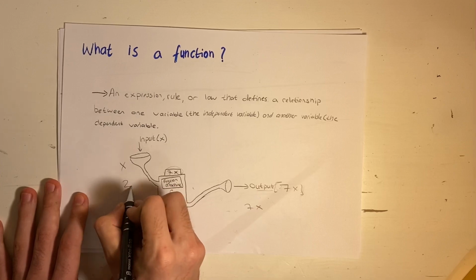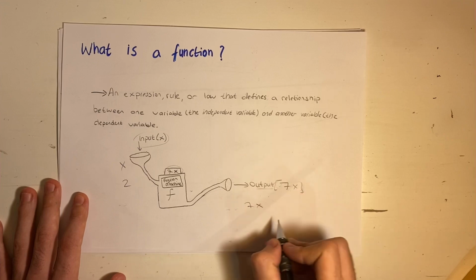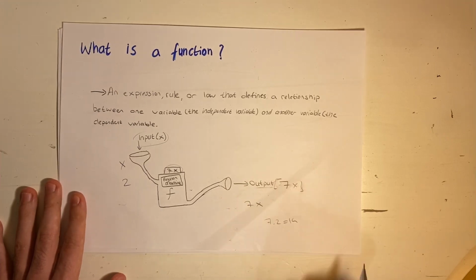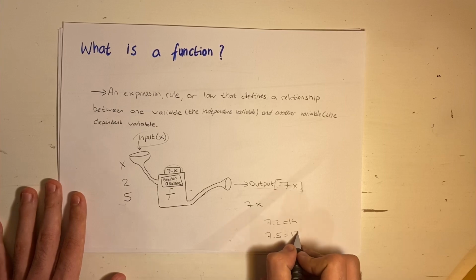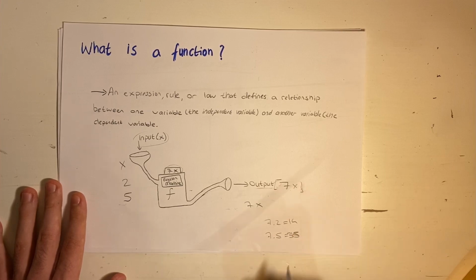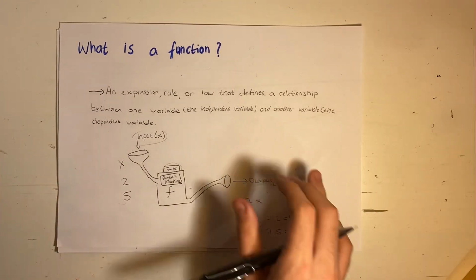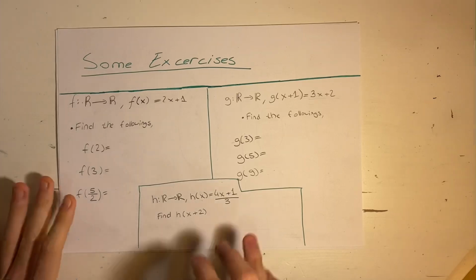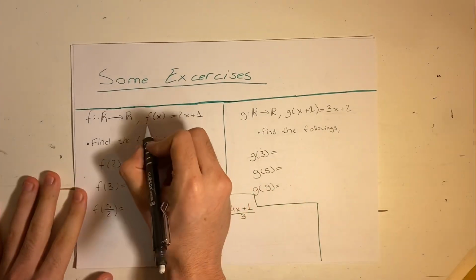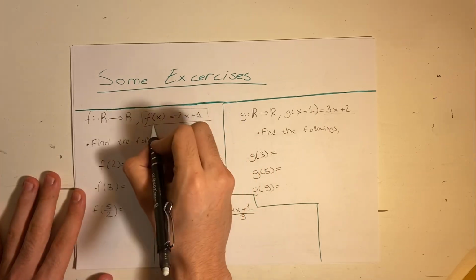If you put 2 as your input, you would get 7 times 2, 14. If you put 5, you would get 7 times 5, 35. That's how it works. So let's understand it in a better way by doing some exercises. This statement shows how it is written, its notation in math.